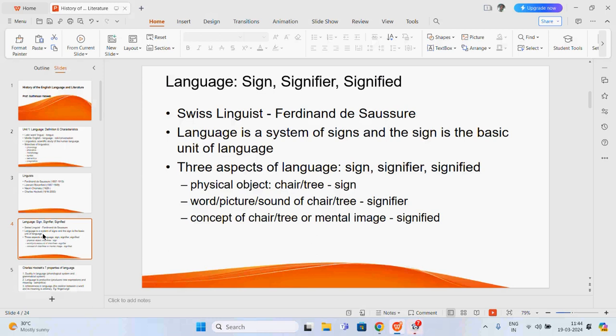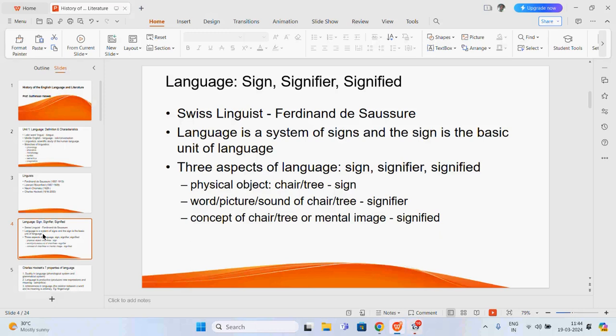First, sign. Physical object. Whatever is the physical object. You're listening to the lecture now. You're participating in the online class with the help of a device. It could be a laptop. It could be a tab, it could be a mobile phone. So whatever that physical object is, a chair, a tree, a table, your phone, your laptop, this is the sign. The physical object represents the sign, or the sign represents the physical object.